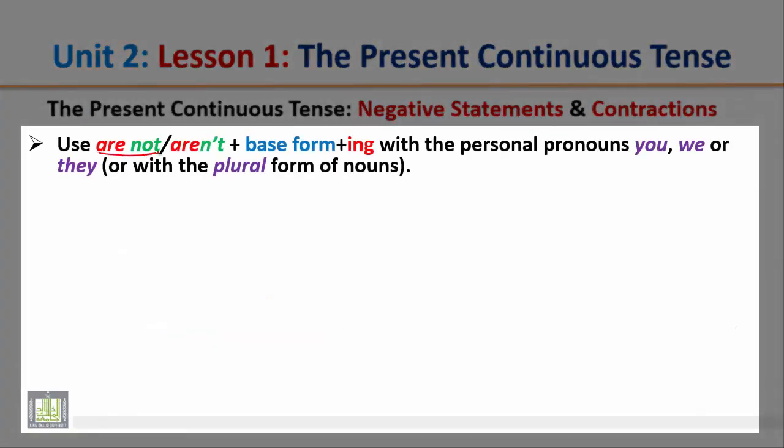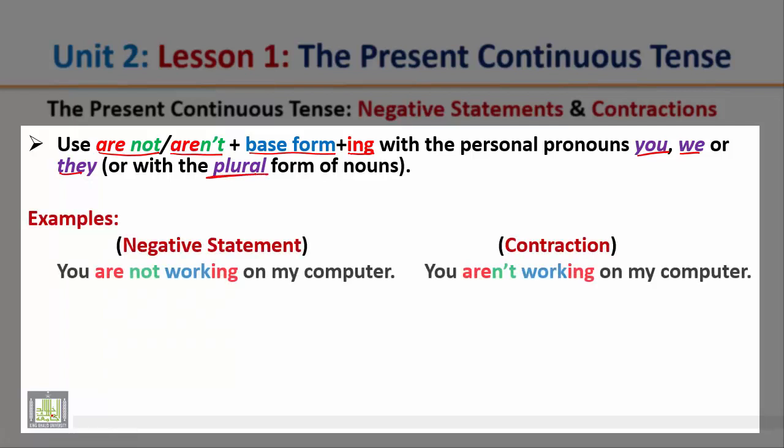Use are not or aren't plus base form plus ing with the personal pronouns you, we, they, or with the plural form of nouns. Examples. You are not working on my computer. Again, the word not is used after the verb are. You are not working on my computer. The contracted form, you aren't working on my computer.